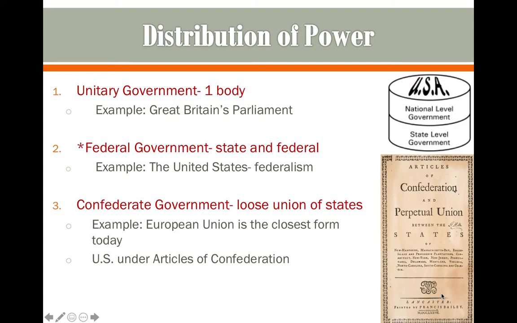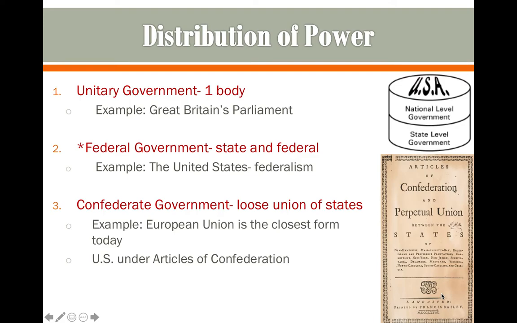Distribution of power: we have unitary government, we have federal government, and then we have confederate government. The unitary government is one body, so that means that it's just a national level of government. And that's the example that Great Britain has. Great Britain does not have states like we do in America, and so they have one policy making as a federal government, just simply in Britain. So that's that unitary government, that one body.